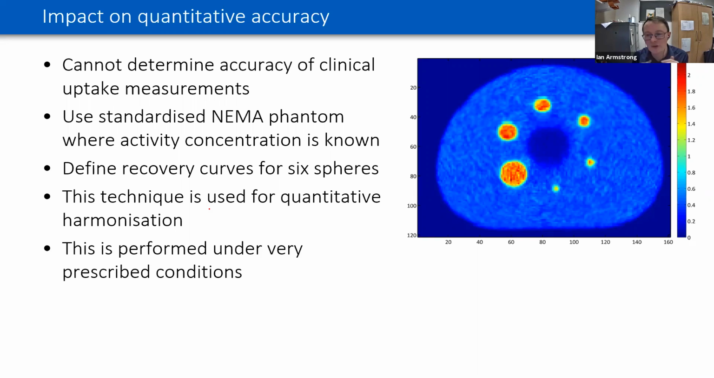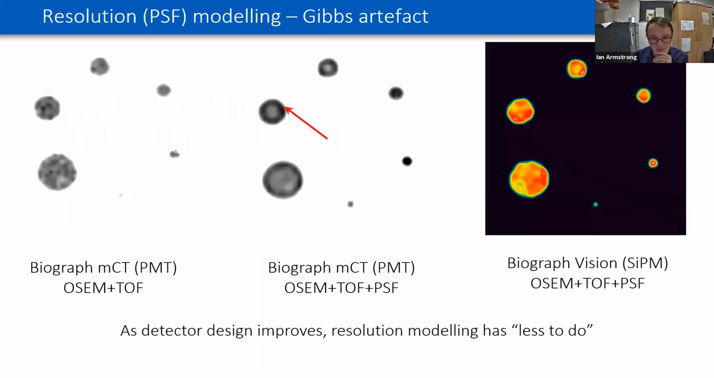But it's very important to remember that it's done under very prescribed conditions. This is a fixed geometry phantom. The counts are very standardized. The activity that we put in is very standardized. So it will not necessarily always translate to clinical harmonization, and we'll see something about that later. This is just setting the scene. So I've applied some of the reconstruction options that I talked about previously to the NEMA phantom data for comparison.